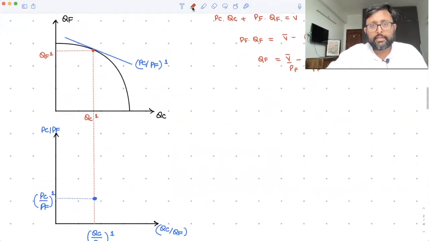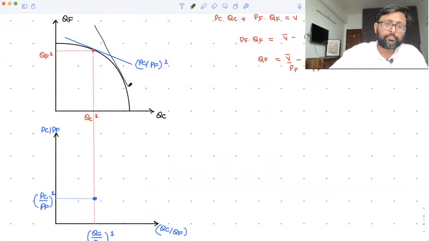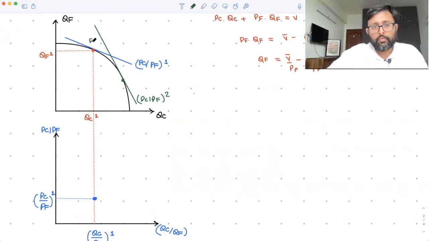Now, supposedly the relative price of cloth increases, right? The relative price of cloth increases. So this line is going to become steeper like this. And the moment it becomes steeper, the economy will start shifting its production from point E1 to point E2. At E2, the economy is producing QC2.